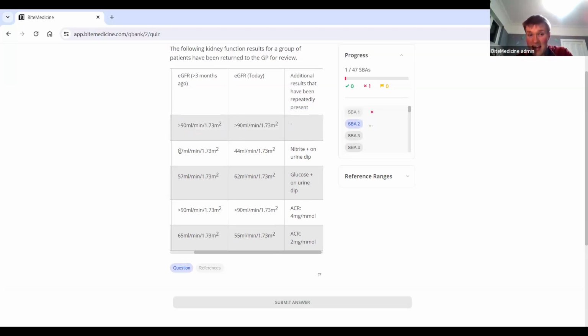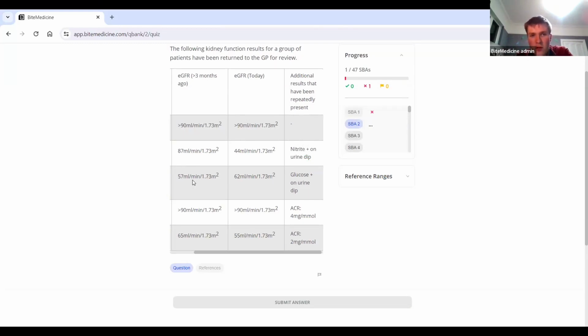Next person, well, they were 87 3 months ago and they've dropped to 44. So anything below 60, we start to worry about CKD. But the fact that they've dropped within that time period says to me this is more like an acute kidney injury. And the fact that they're nitrite positive, potentially they have either urinary tract infection, pyelonephritis, something that's caused them to maybe be dehydrated or just directly caused an acute kidney injury. So it can't be that.